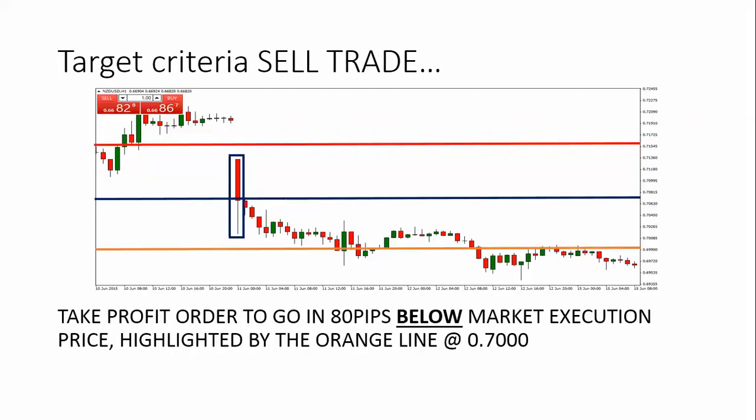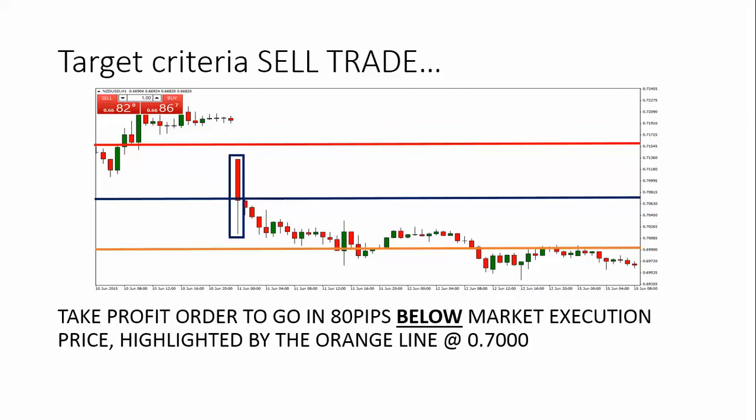And then finally, we want to be thinking about a profit objective. So our take profit order goes in 80 pips below the market execution price because we want the market to fall. If it falls, we are rewarded with a profit for getting that speculation correct. And that price was at 7000 as illustrated by the orange line, again illustrating that one-to-one reward to risk ratio.